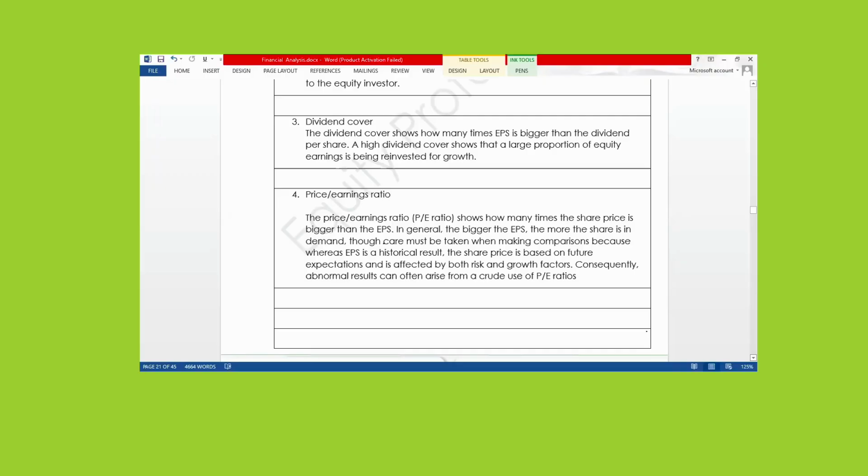Your market price is determined by the future expectation about a company, while earnings per share is calculated from your historical results. That creates a problem. The share price is affected by both risk and growth factors.